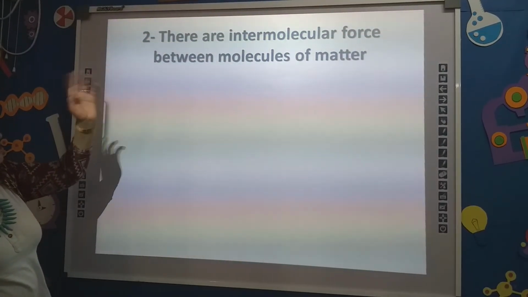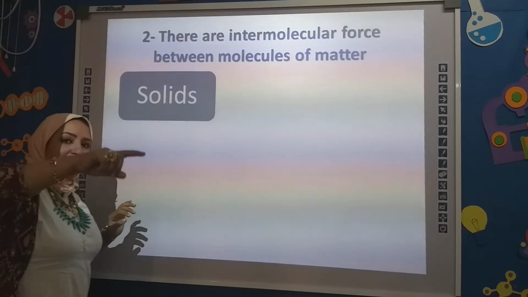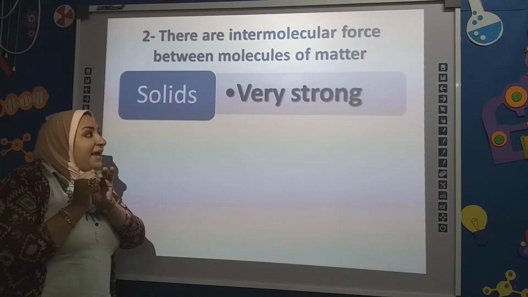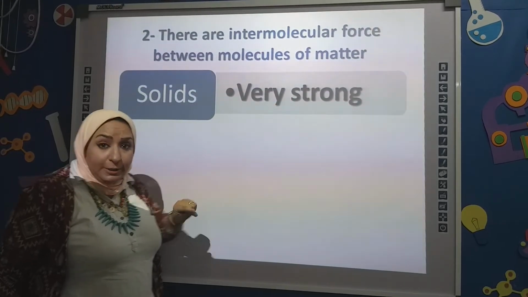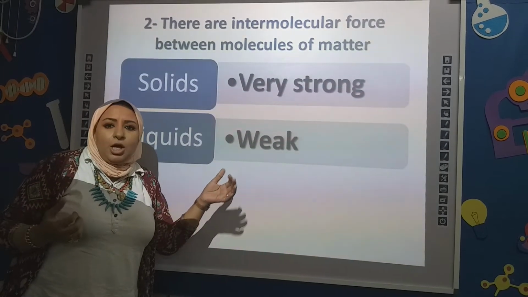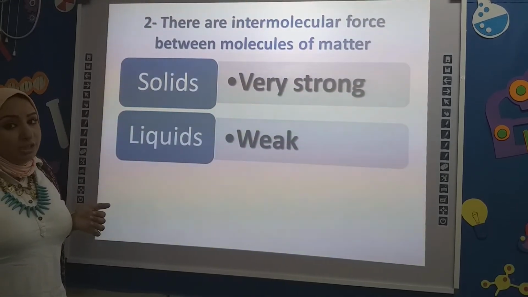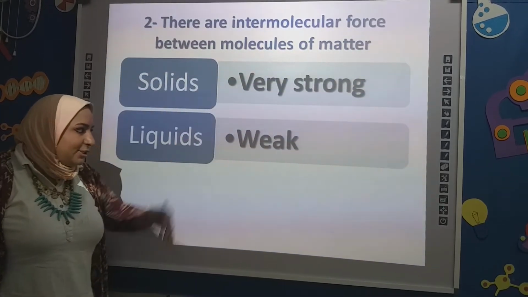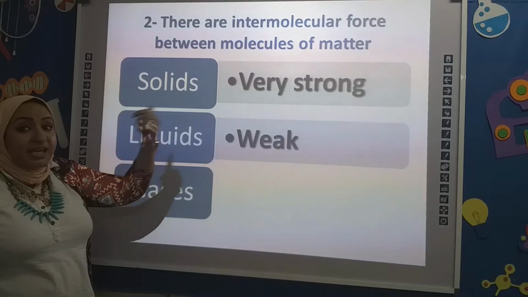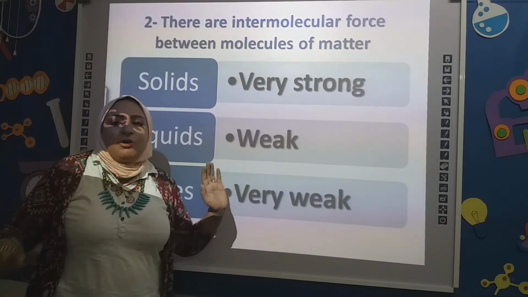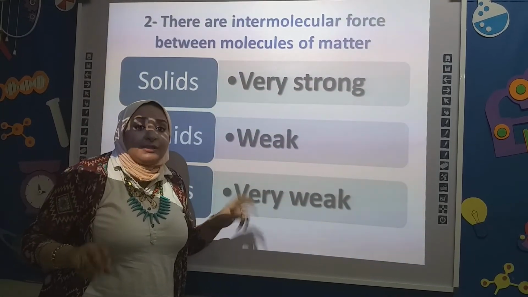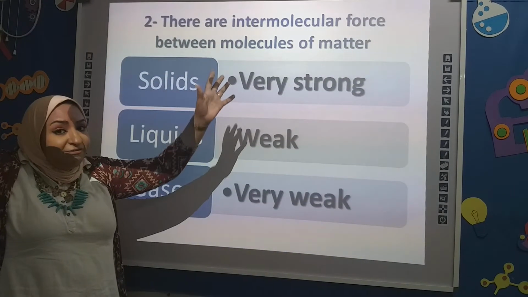On the other point, there is intermolecular force between molecules. It differs in solids, liquids and gas. In solid, because molecules are close to each other and have very narrow spaces, the intermolecular force is very strong. But in the case of liquid matter, intermolecular force is weak. Why? Because it has larger spaces than solid. But in the case of gases, they have very, very large spaces. So, what do you think about the intermolecular force between gases? Gases have very weak attraction force because molecules are away from each other. Intermolecular force between gaseous molecules almost does not exist. Why? Because they are very far from each other.